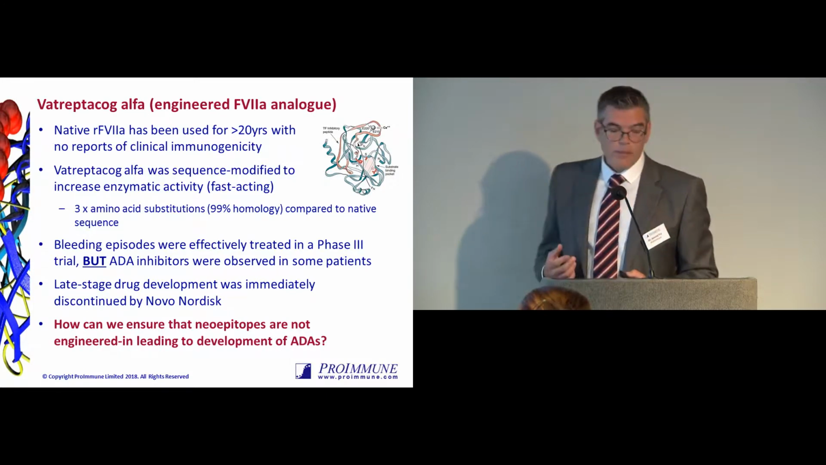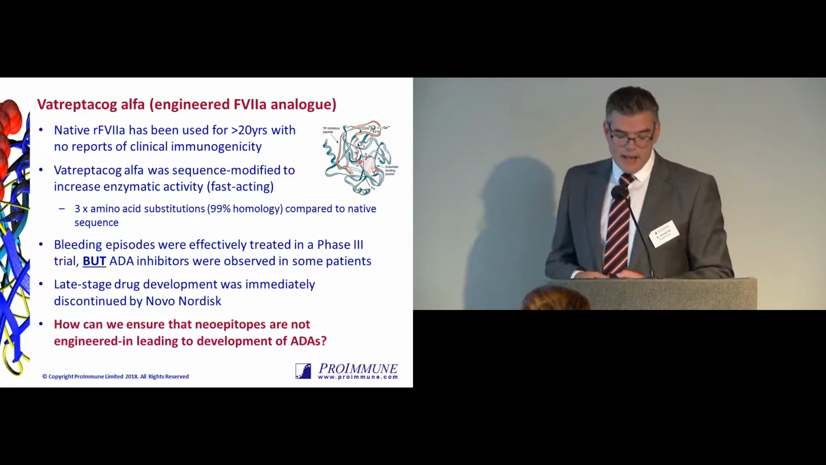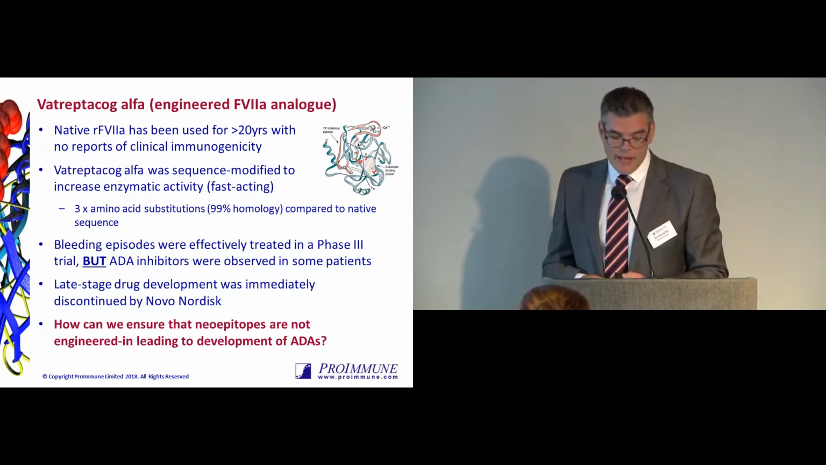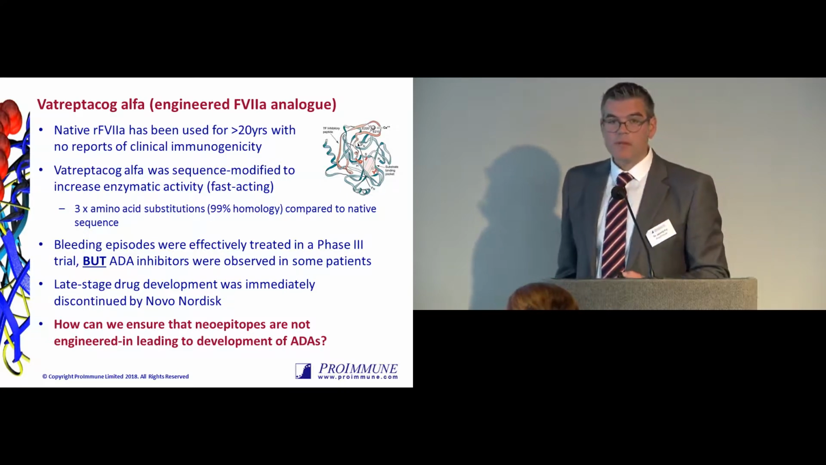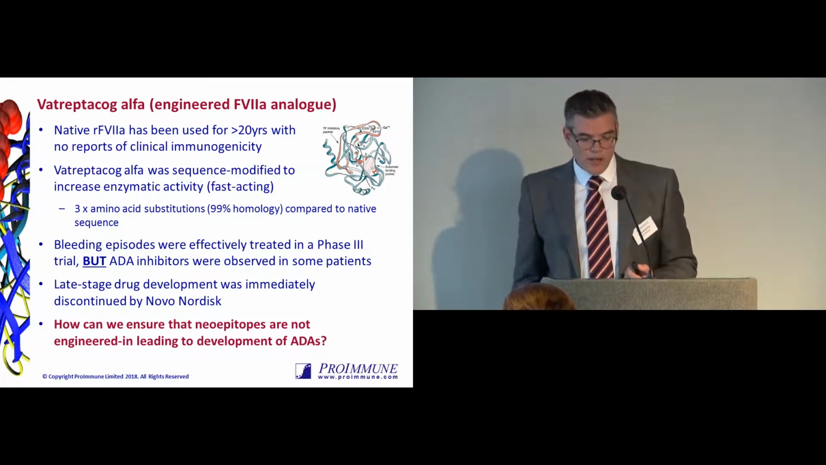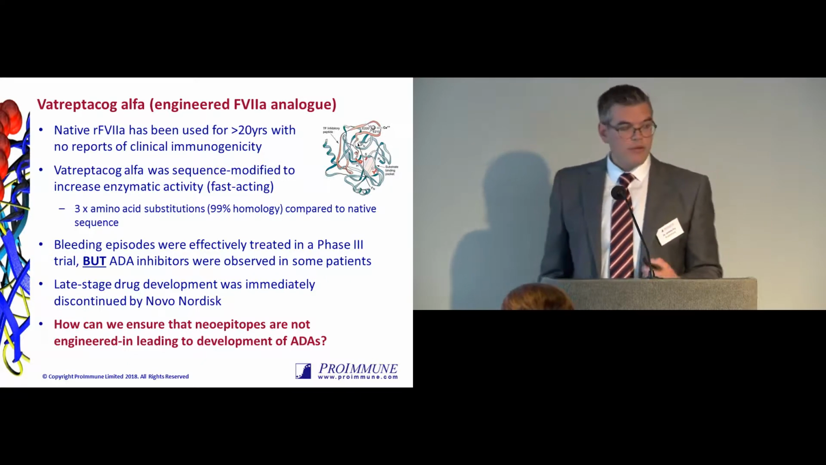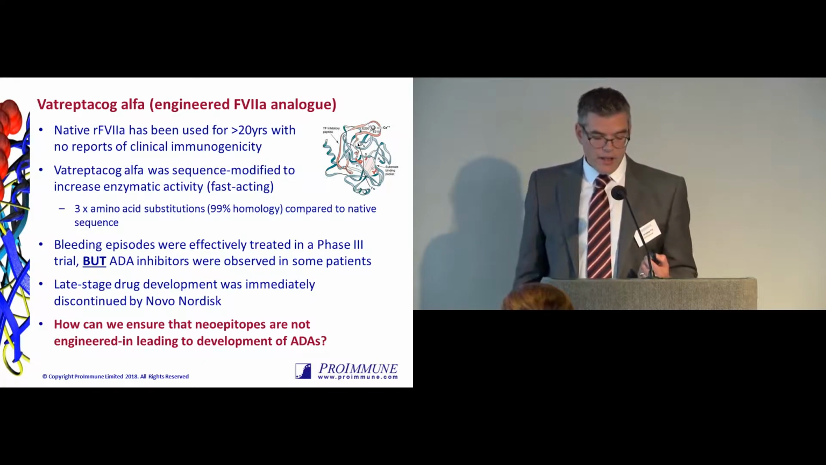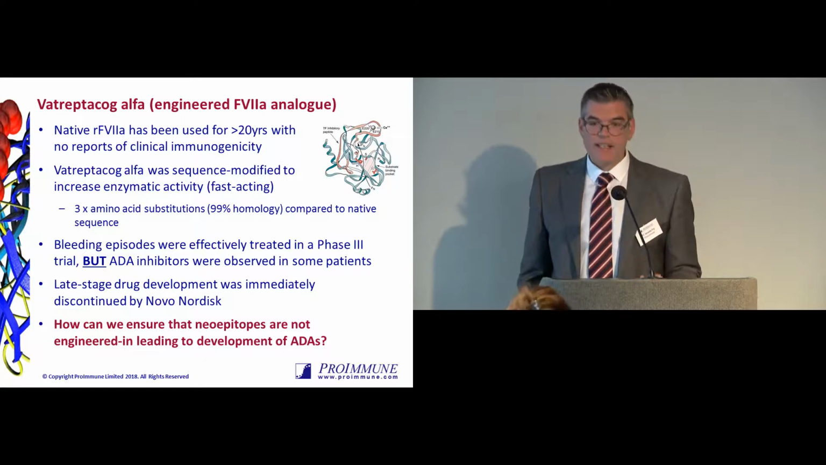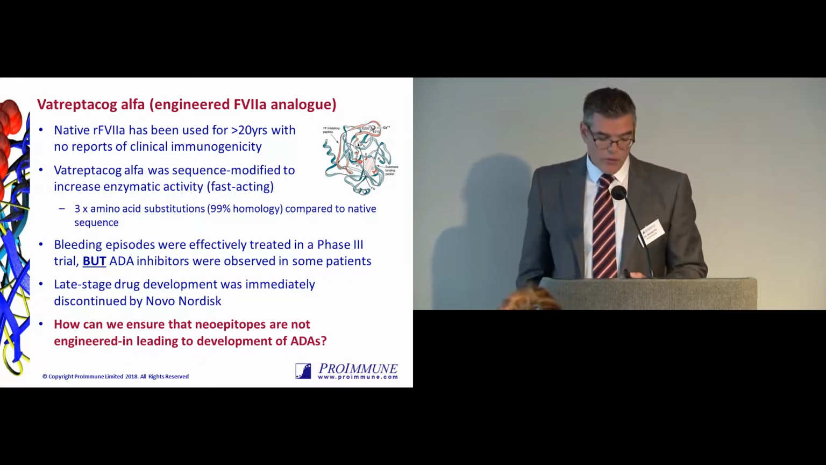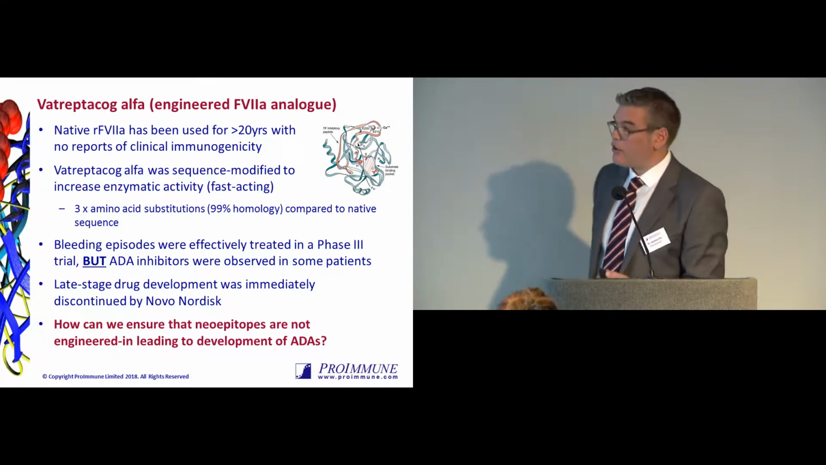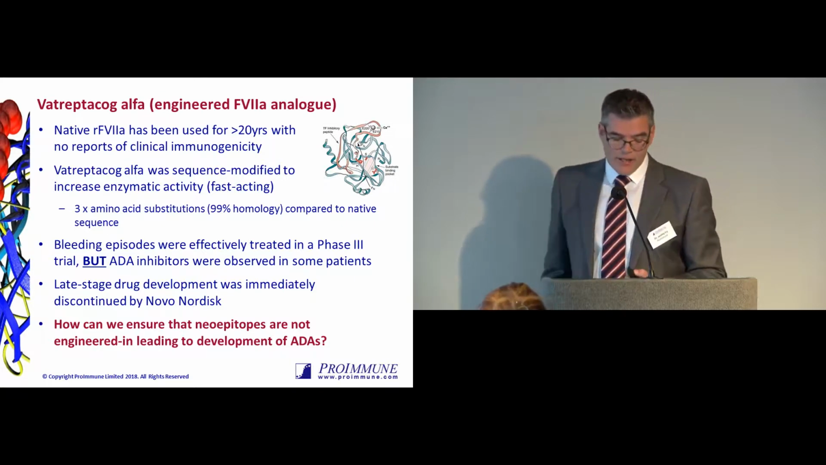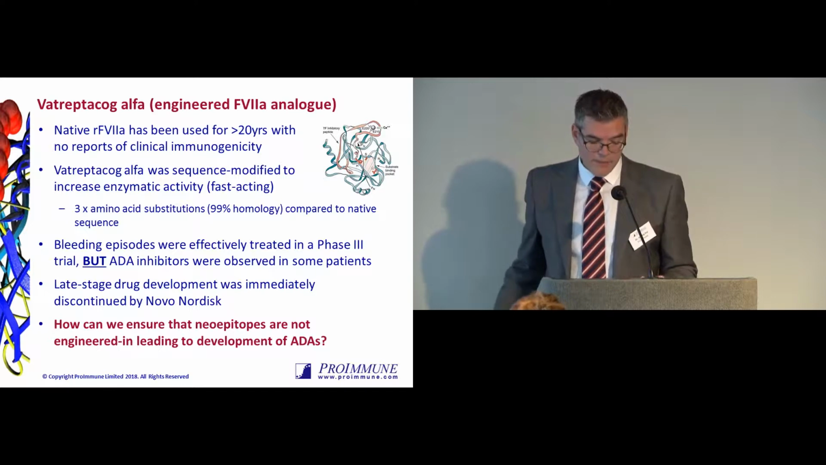The other case study I was going to talk about was introduced by Zubin yesterday. We already heard a little bit about the Treptocog alpha story, the engineered factor 7A. Now, we know that factor 7A has been used for many years with no problems, but when Novo Nordisk were working with this protein, they wanted to generate a fast-acting version, increasing the enzymatic activity of the protein. And so they introduced 3 amino acid substitutions. So still very good homology, but nevertheless, 3 substitutions compared to the native sequence.